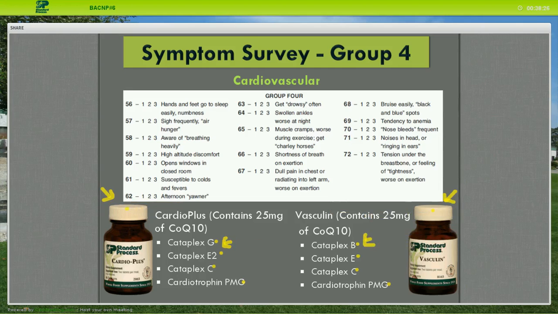So if you have to and you don't know, you can always go back to the foundational portion of the symptom survey and see if there is one side of that that is more predominant. If it tends to be on the B side, then I would give Vasculin. If it tends to be on the G side, I would give Cardio Plus. So let's break into the symptoms.